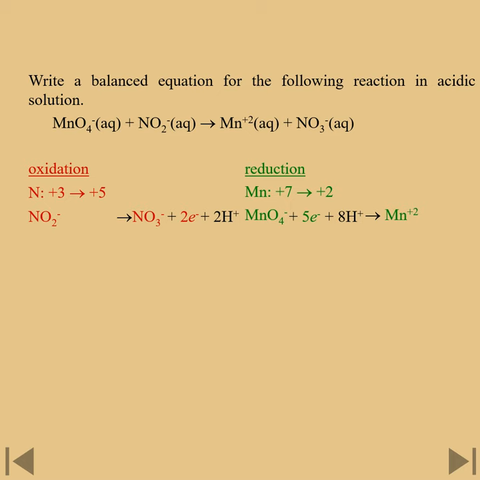Step 2D, our final step in balancing the half reaction, is to add water to balance the oxygen. For the oxidation half reaction, I need 1 more oxygen on the left, and in the reduction half reaction, I need 4 oxygens on the right.